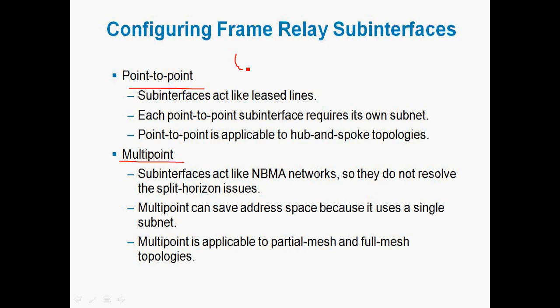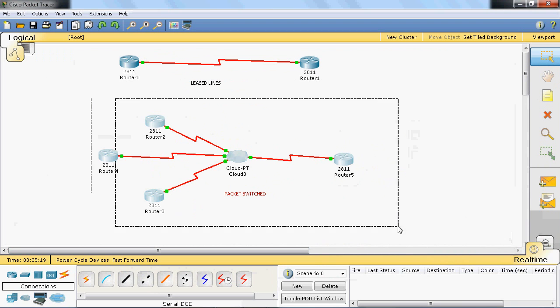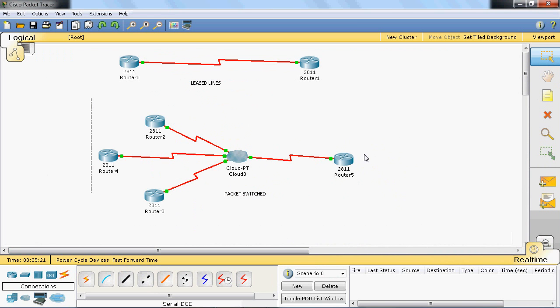For example, here we can see in this topology we have 4 routers. Router 5 is the head office. Routers 2, 4, and 3 are branch offices. Here we can give point to point interfaces, meaning we can create only one. That physical interface can be divided into subinterfaces.